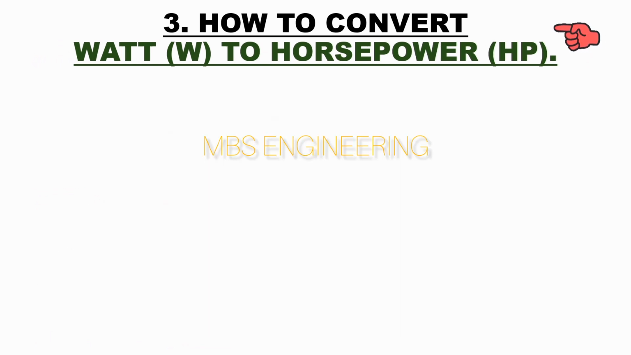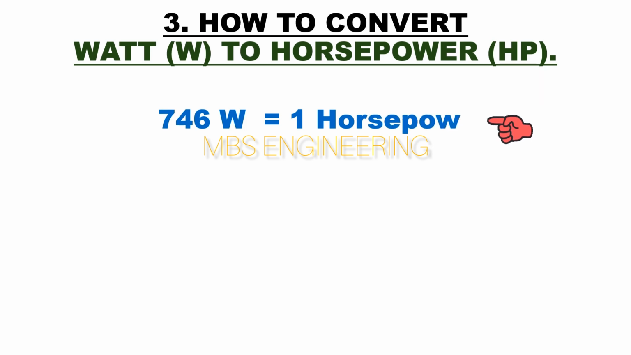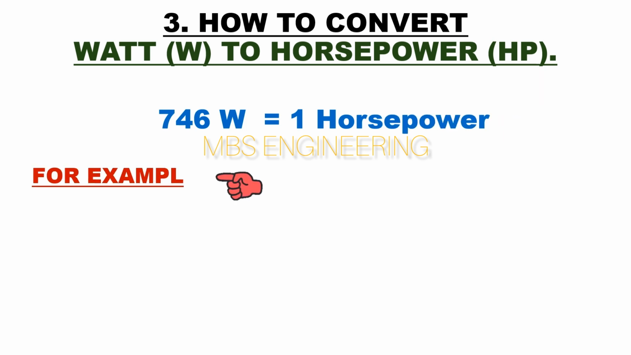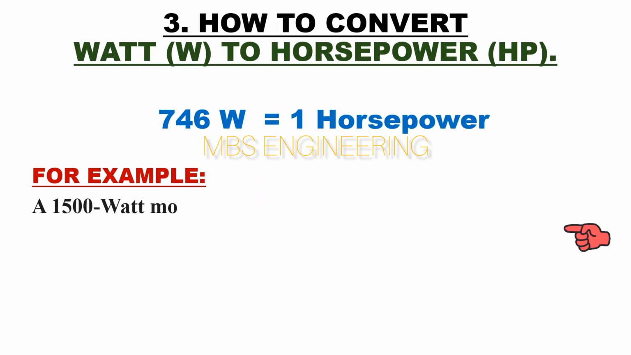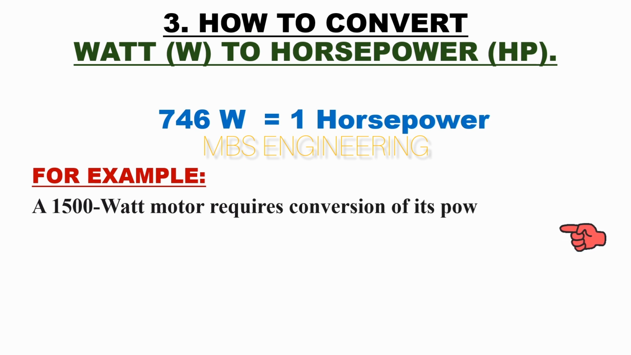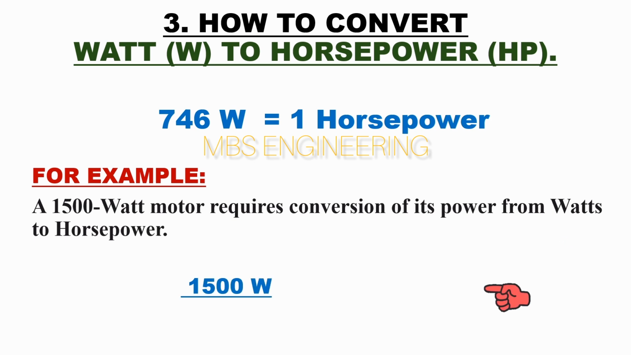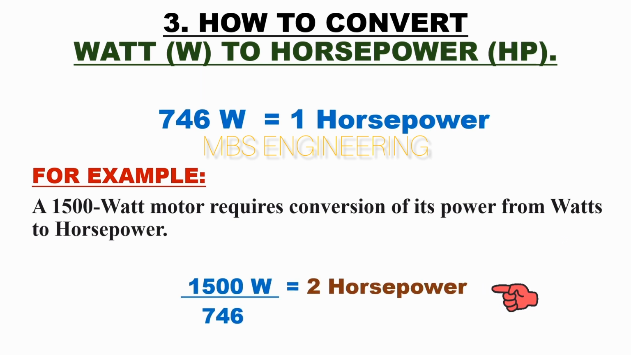Next, we learn the third topic, how to convert watts to horsepower. Please remember that 746 watts is equal to 1 horsepower. Next, we will learn the sample example. A 1500 watt motor requires conversion of its power from watts to horsepower. Next, 1500 watts is divided by 746. The obtained horsepower value is 2 HP.